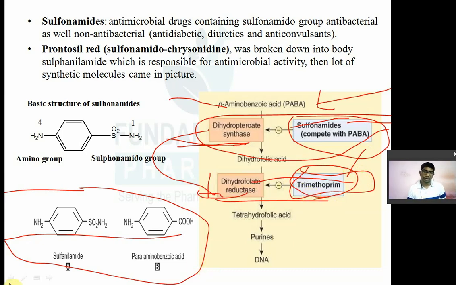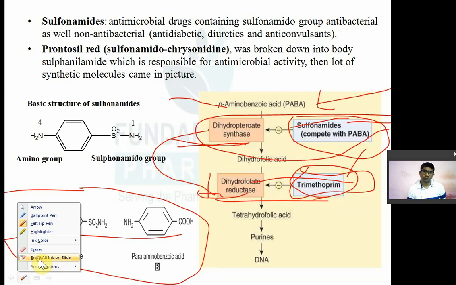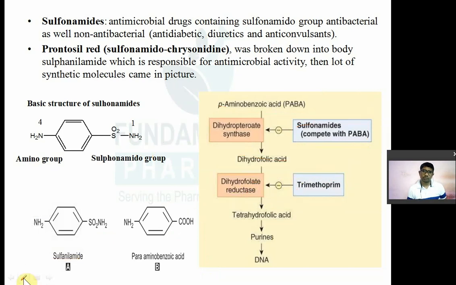क्वेश्चन इसके ऊपर भी आता है कि combination of sulfamethoxazole plus trimethoprim, they will act via, ऑप्शन में आएगा synergistically, summation effect, additive effect. Okay, so they will act by synergistic effect.